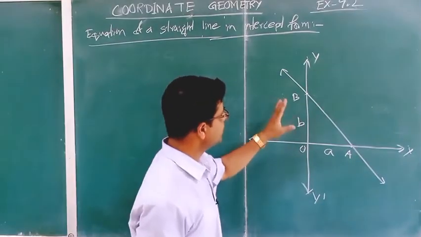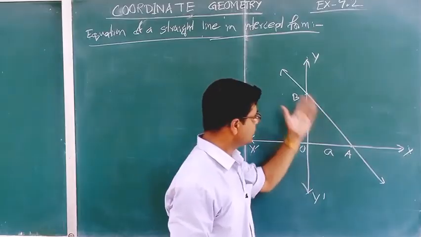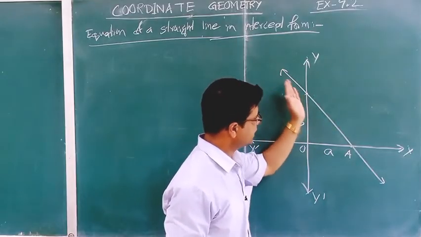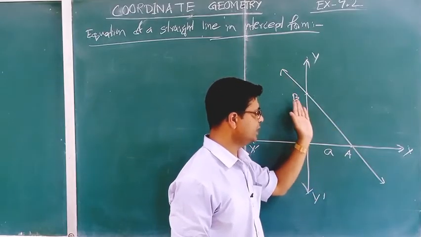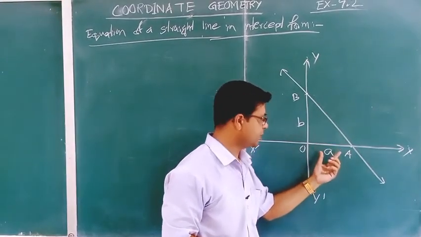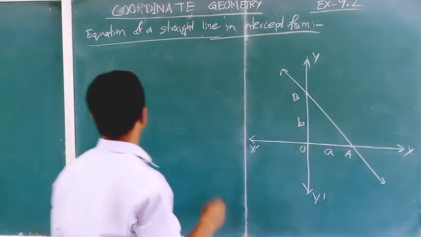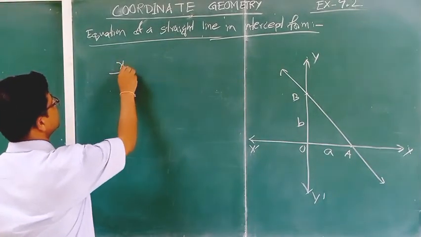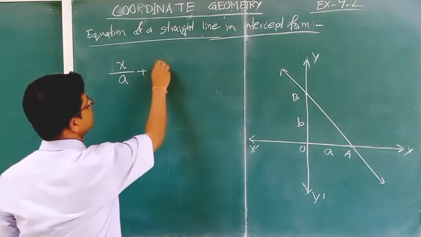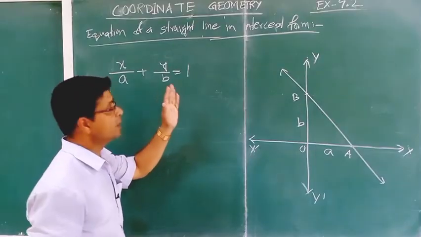In the slope-intercept form, the y-intercept is taken as c, but in this form, when the straight line intersects both the x-axis as well as the y-axis, the x-intercept is always represented by the symbol a, and the y-intercept is always represented by the symbol b. In this case, the equation of the straight line is given by x by a plus y by b equals 1. This is another form. Then one more is left.